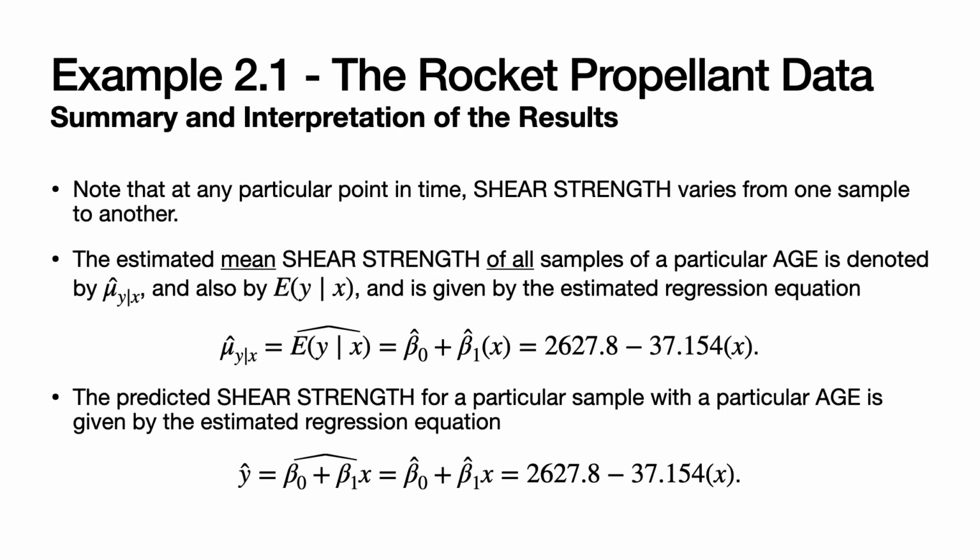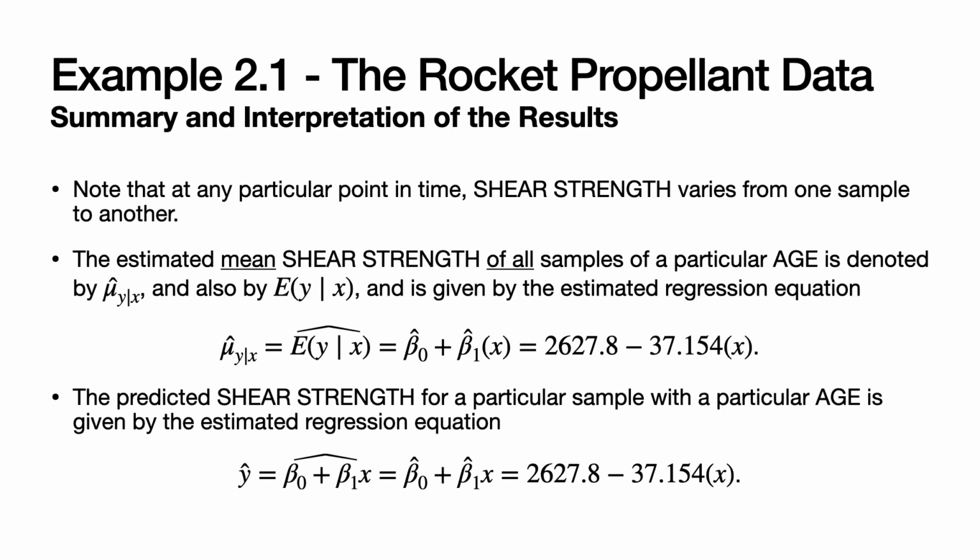So mu hat sub y given x is equal to, and you can see here I do have the hat on my expected value here. So the estimated expected value of y given x, which is equal to beta 0 hat plus beta 1 hat times x, which again is equal to 2627.8 minus 37.154 times x. So again, that is the estimated mean shear strength of all samples of a particular age.